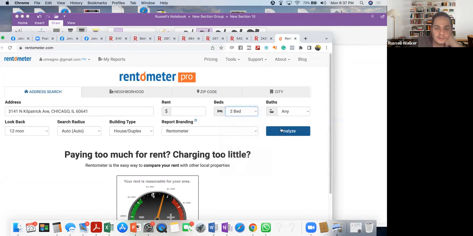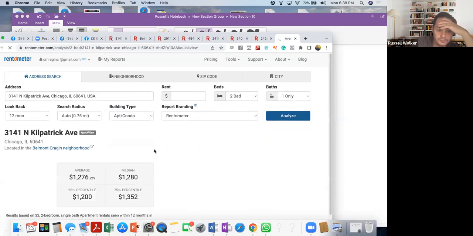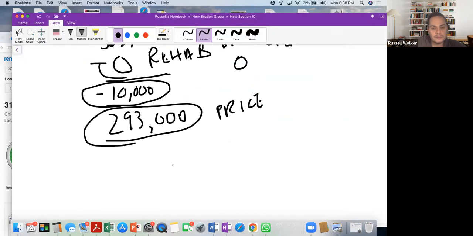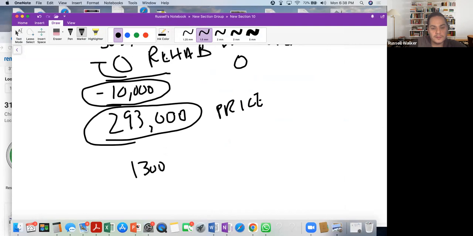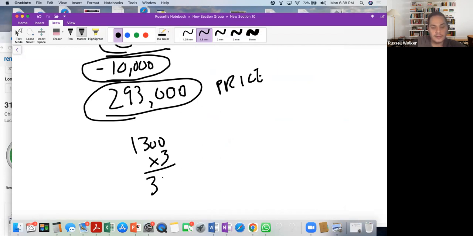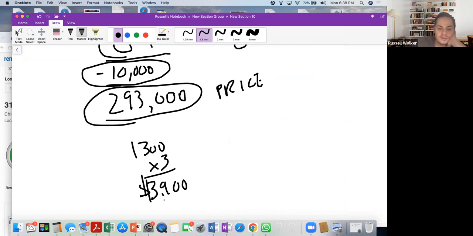So I know this property is a 2-bed, 1 bath, and it's actually 3 units. So we're going to plug in the address, plug in beds, baths, and then it's apartment. So we're going to see what we get. We're at about 1276, so I can average up. So the rent would be 1,300 times 3, right? So that's going to be $3,900 a month in rent. He's getting 3,000 a month in rent, so I know he's $900 low in the rent. So this is a good sign.